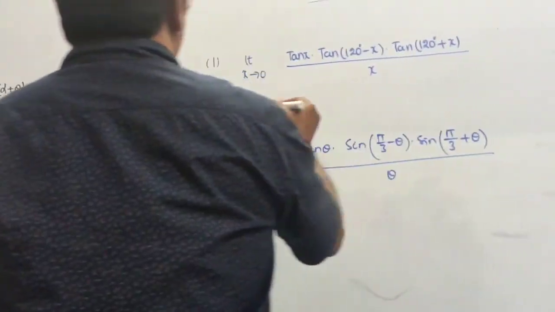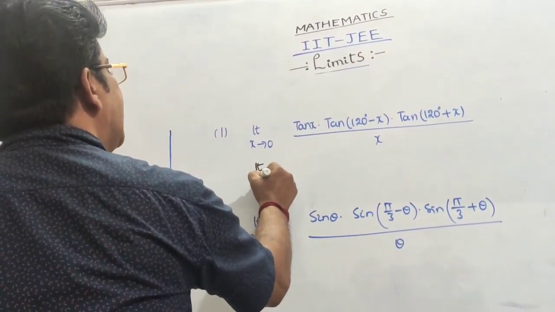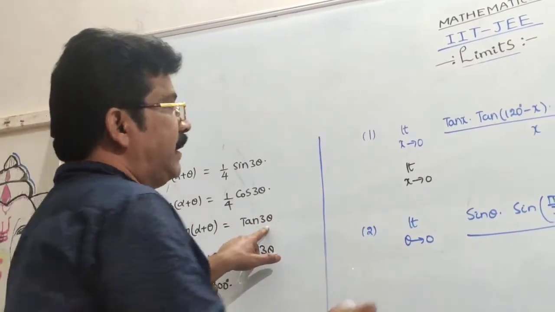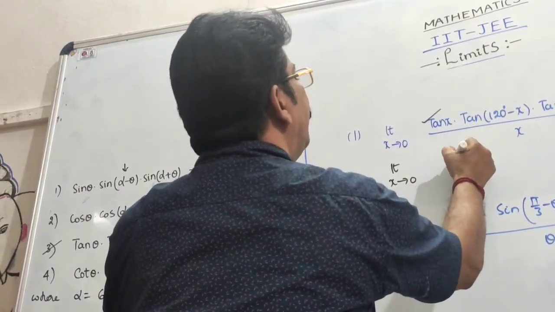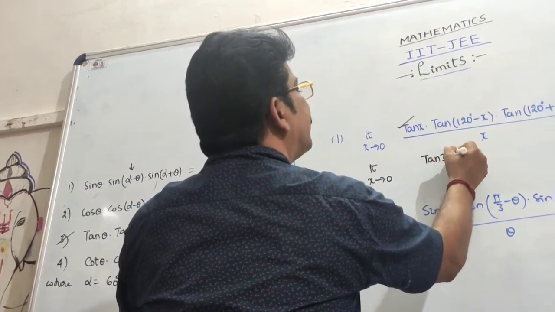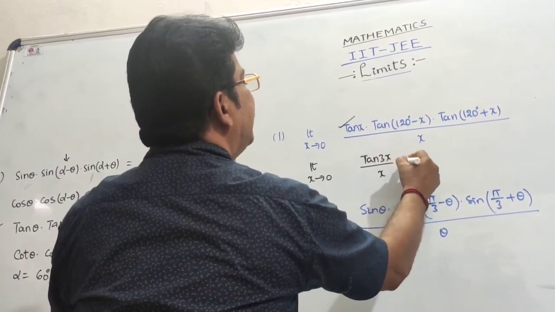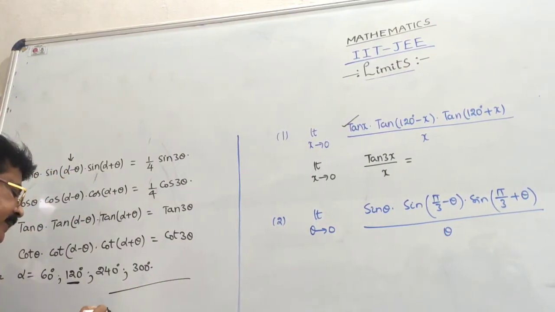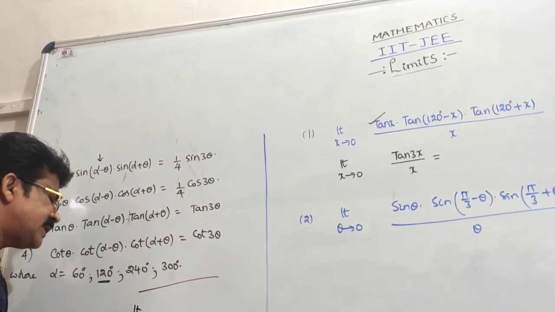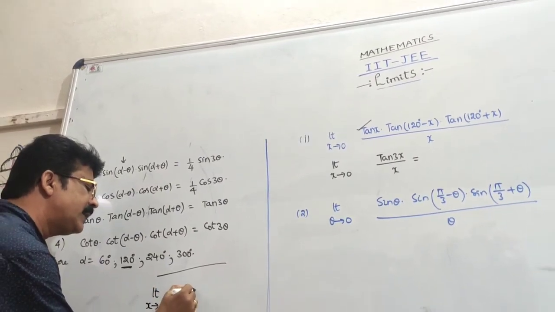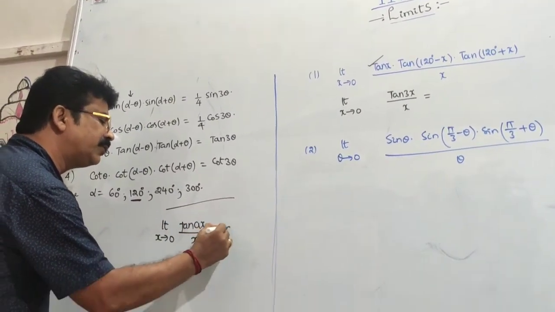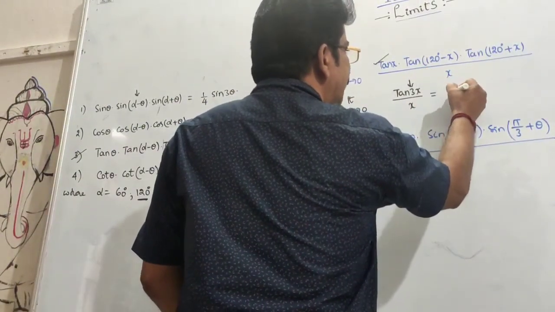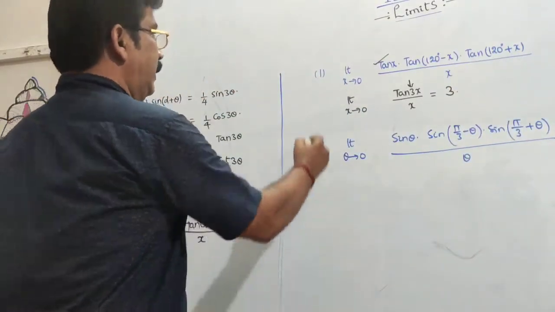So, limit x tends to 0, it is tan 3 theta, meaning this numerator is equal to tan 3x divided by the denominator x. Actually, one standard formula is there: limit theta or x tends to 0 of tan ax divided by x equals simply a. So instead of a, 3 is there. Simple answer 3. Next, it is over.